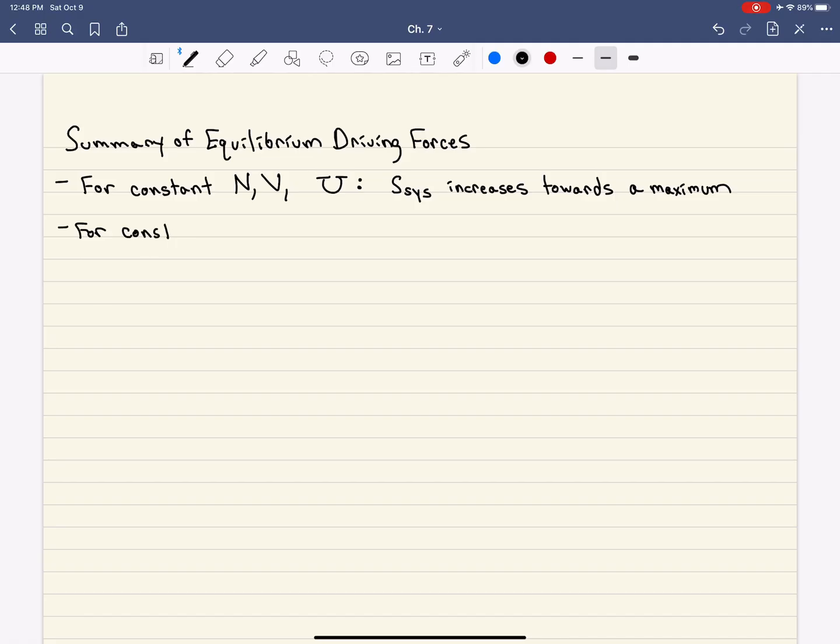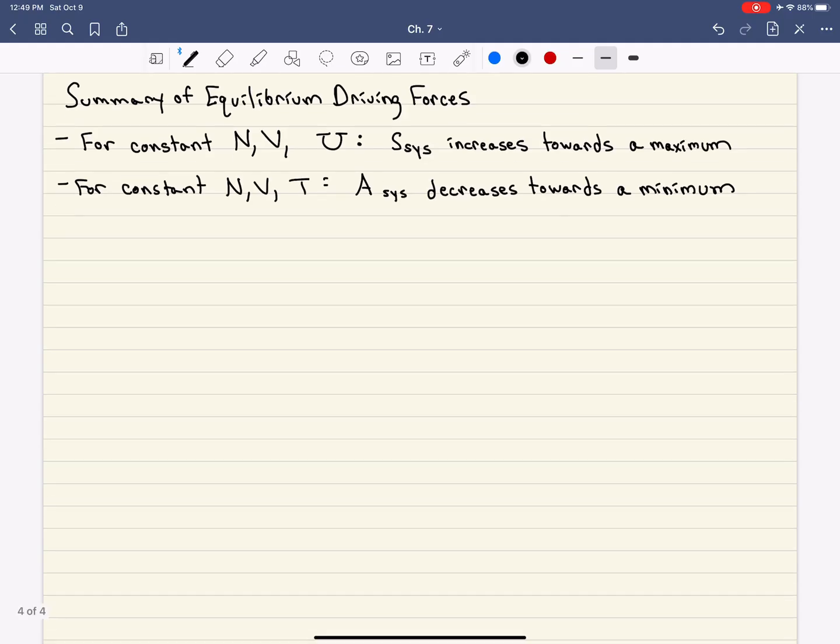For a constant NVT system, what we find is that it's not necessarily that the entropy of the system reaches a maximum, but rather that the Helmholtz energy reaches a minimum. So A system decreases towards a minimum. And so even for a constant NVT system, even if the entropy of the system decreases, overall the entropy of the universe would reach a maximum. Okay, that's what we find.